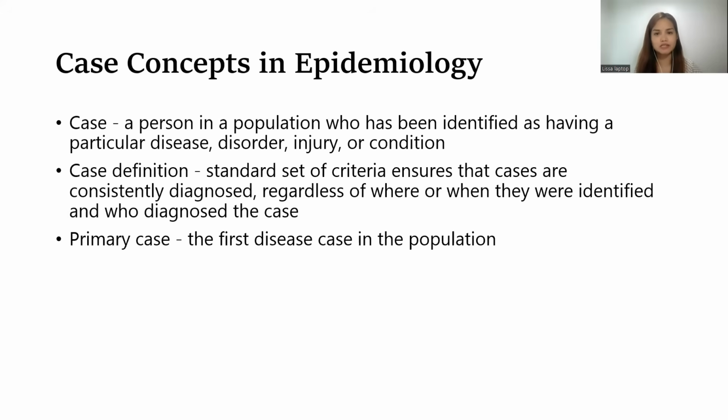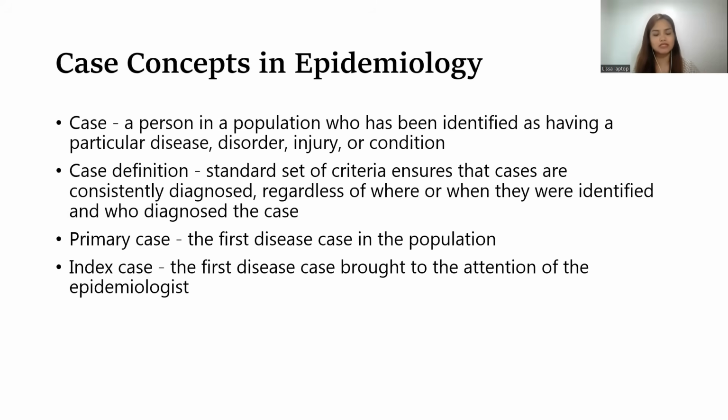The primary case is the first disease case in the population, the first occurrence of that disease in that population. The index case is the first disease case brought to the attention of the epidemiologist or the first that the epidemiologist investigated. So the primary case is not necessarily the index case. It could be that the primary case is undiscovered, while the index case is just the first one that presented to the epidemiologist.